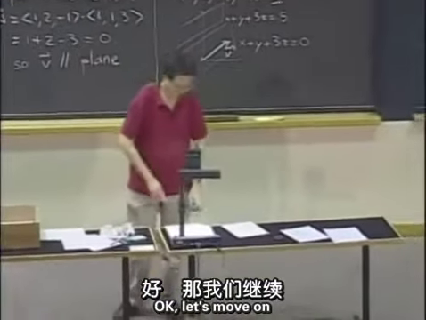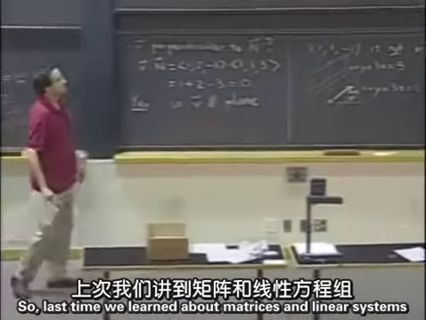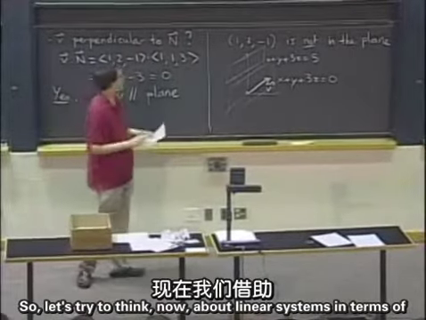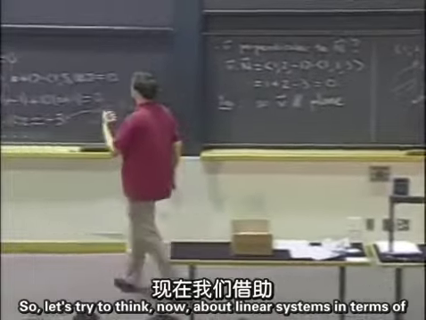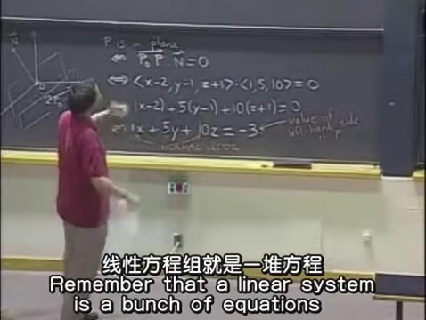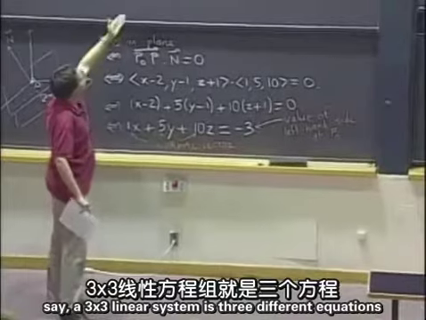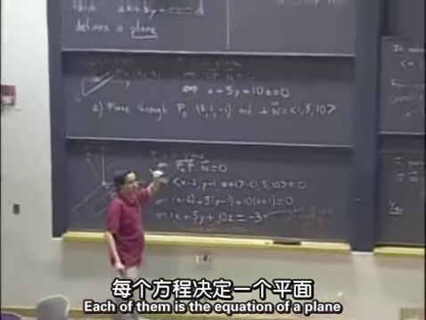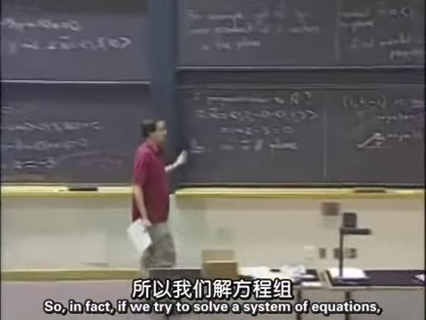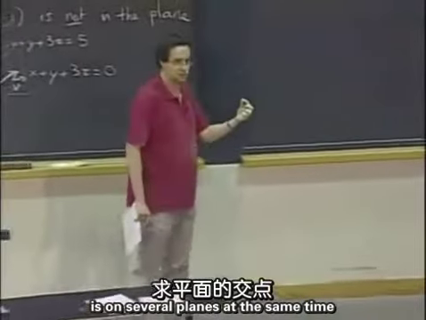Okay, so let's move on. So last time we learned about matrices and linear systems. So let's try to think now about linear systems in terms of equations of planes and intersections of planes. Remember a linear system is a bunch of equations. Let's say a 3 by 3 linear system, it's 3 different equations. Each of the equations is the equation of a plane. So in fact, if we try to solve a system of equations, that means we're trying to find a point that is on several planes at the same time.